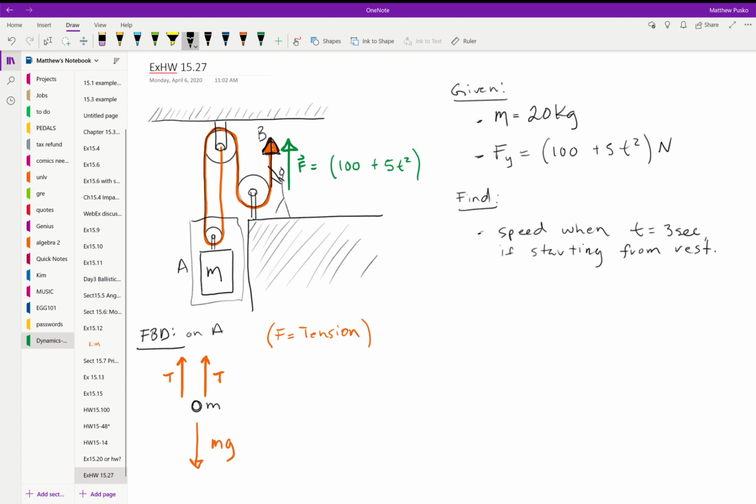And so if I do a free body diagram on A, I see we have two tensions pointing up, and then just the mass times gravity pointed down. But what we need to realize is that each one of these tensions is the force applied, and they gave it to us as a function of time, 100 plus 5t squared newtons. Okay, they want the speed when t is equal to 3 seconds, if starting from rest.